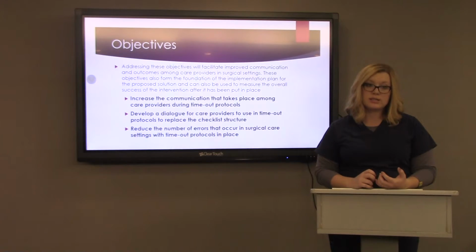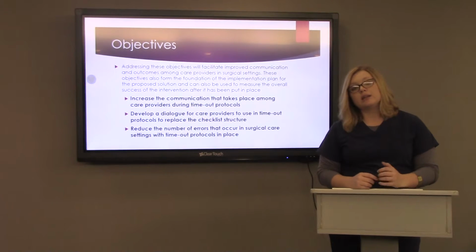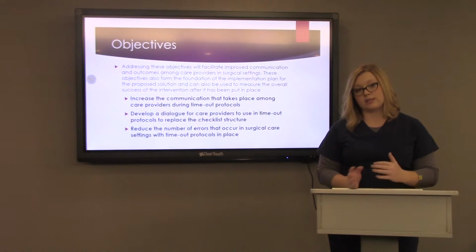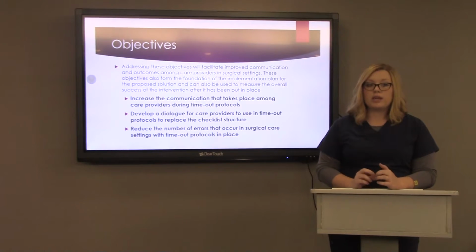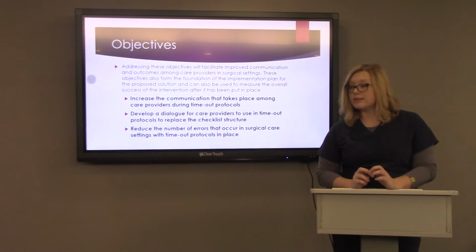The first, increase communication that takes place among care providers during timeout protocols. Develop a dialogue for care providers to use in timeout protocols to replace the current checklist structure, the yes-no structure. Reduce the number of errors that occur in surgical settings with timeout protocols in place.